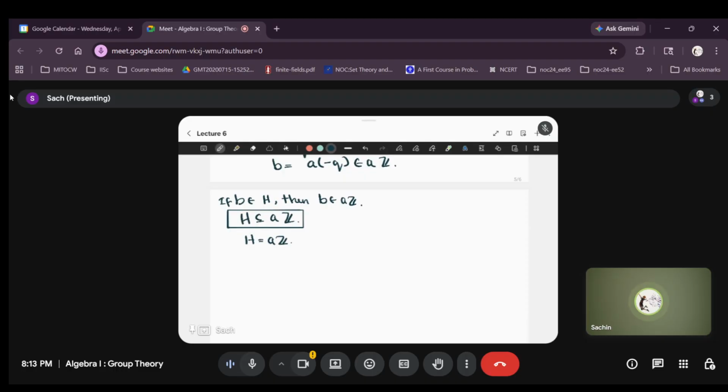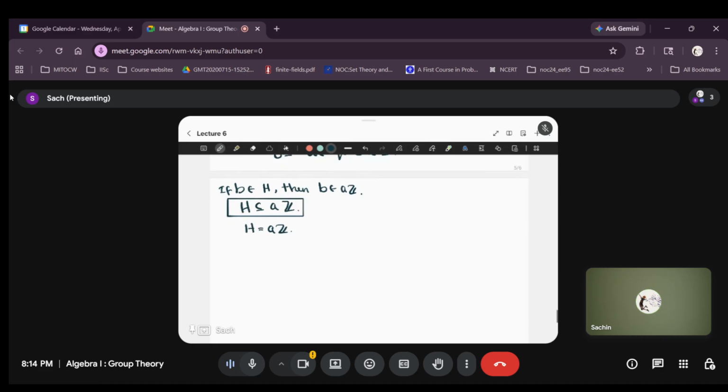This is not true for groups in general. Groups in general might not have this kind of structure for all subgroups. There might not be one particular structure that all subgroups of a group have. Only for integers, all subgroups must be of the form AZ.